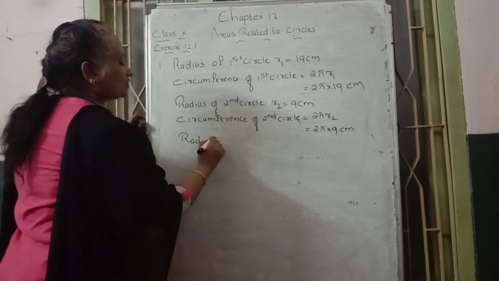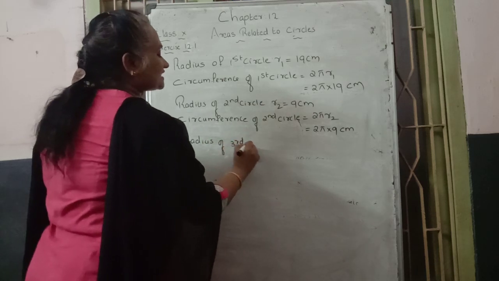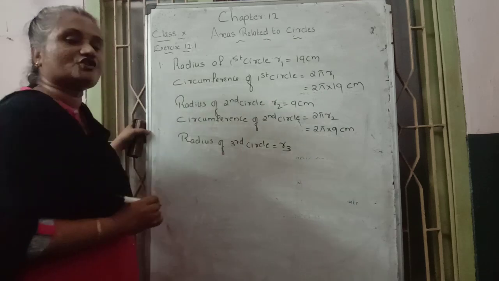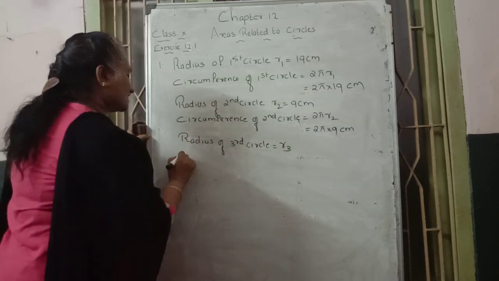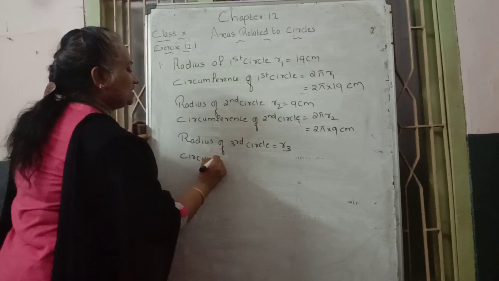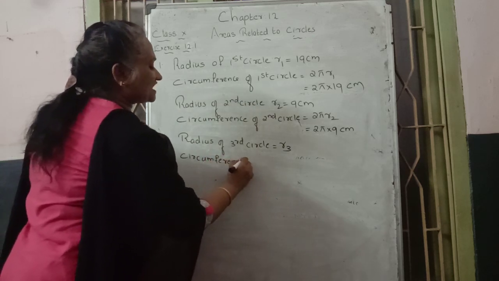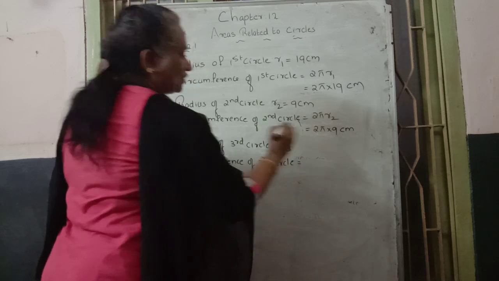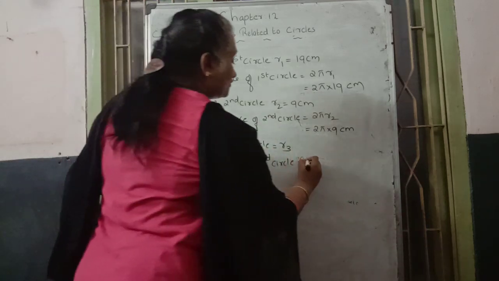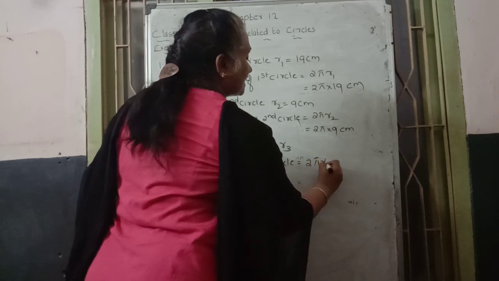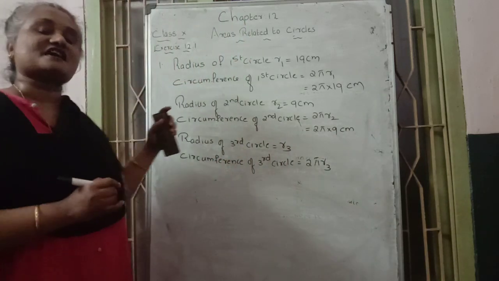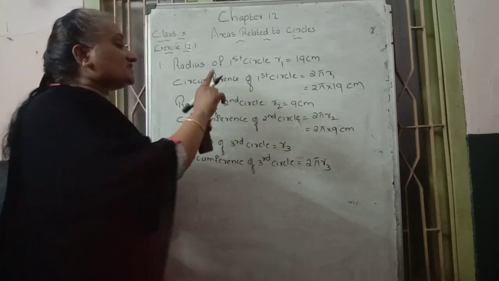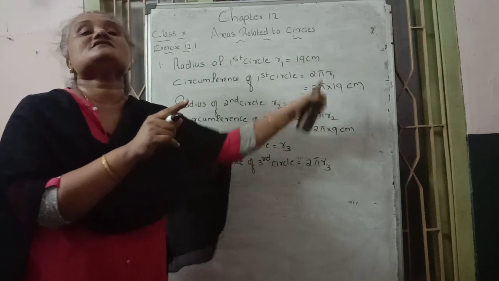So the radius of the third circle we don't know. For identification, mark it as the third circle, denoted R3. The circumference of the third circle is given. In which way is it given? The circumference of the third circle, 2 pi R3, is equal to the sum of the other two circles' circumferences.